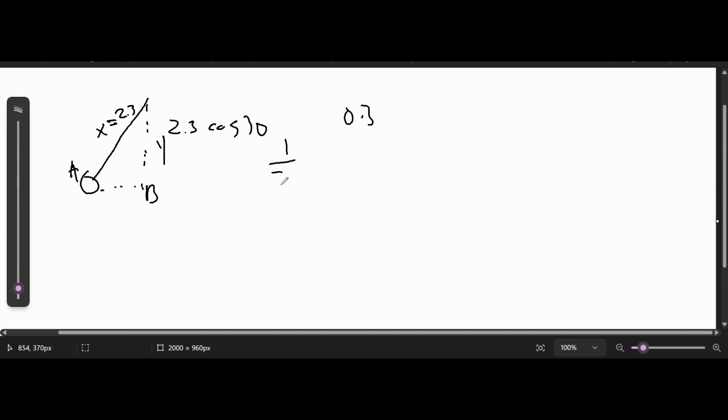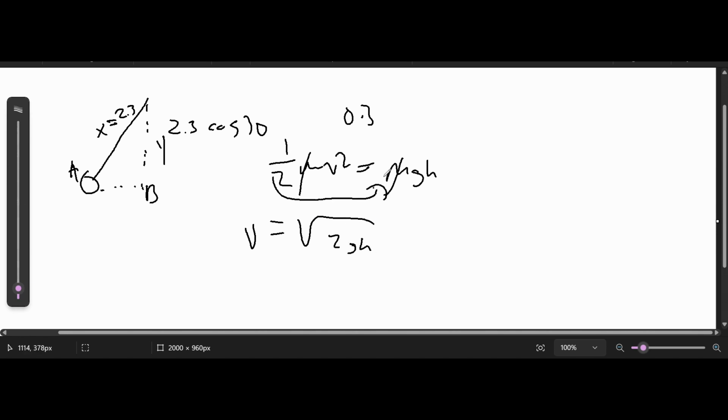And using conservation of energy, so kinetic energy equals mgh, gravitational potential. Divide m out, and now you get v equals square root of 2gh. You take that, square root, and now you just plug in your values. So 2 times 9.81 times 0.3, and you get your answer. Alright, nice. So now on to number 2.